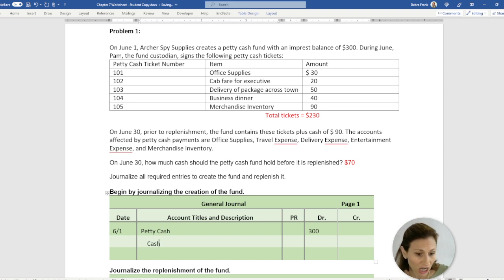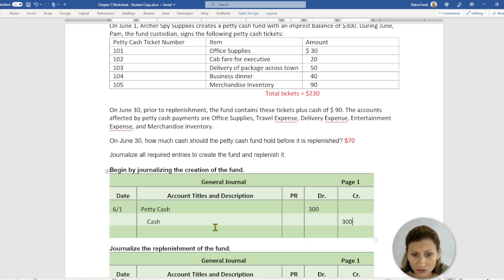And we're writing a check. We're cutting a check for $300, getting the cash of $300 and putting it in that fund. So the custodian is doing that, getting it cashed and then putting that 300 bucks in the fund. And so we just shifted out of the cash account into this new asset account called petty cash, $300. All right, that's the journal entry.